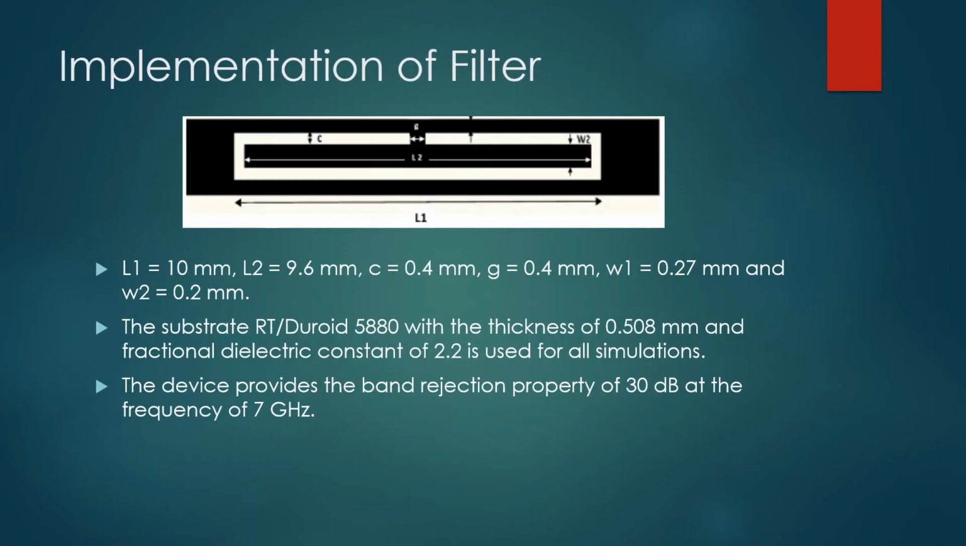Here is the implementation of our filter. The dimensions and substrate information are listed here. We use the same substrate for all simulations. The device also provides the band rejection property of 30 dB at the frequency of 7 GHz.